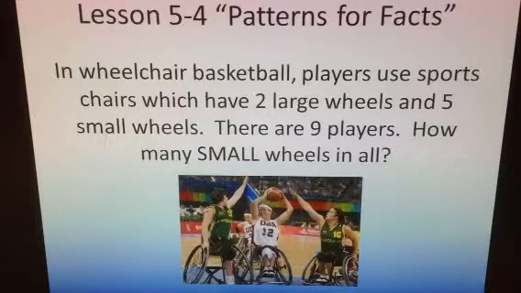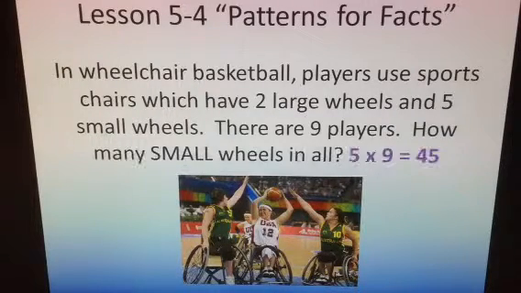Second part of this question asked us how many small wheels in all. So we have 5 small wheels for each player. And again, there are 9 players. So 5 times 9 is our number sentence. And 5 times 9 is 45.